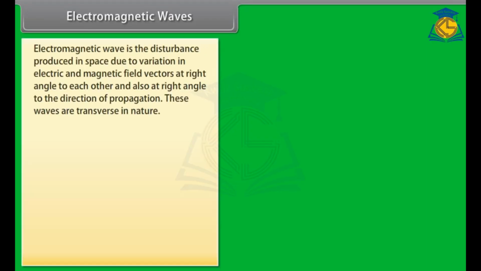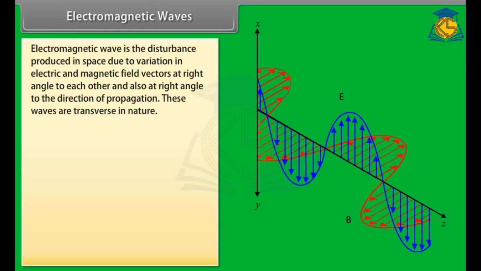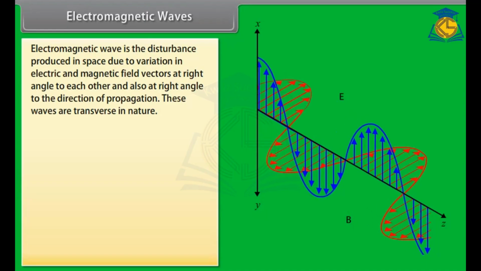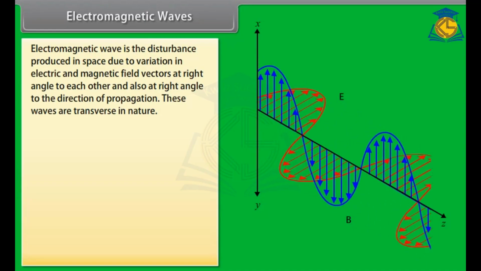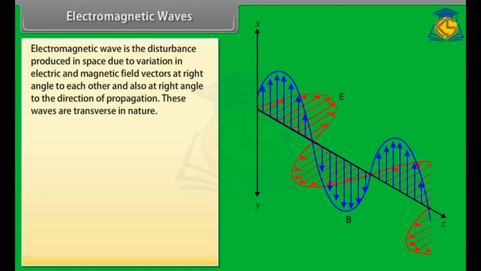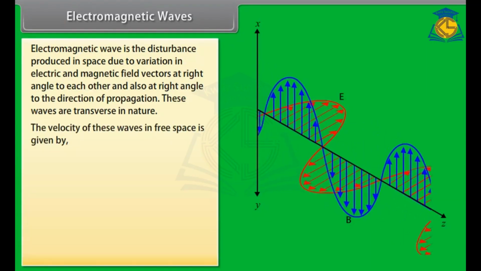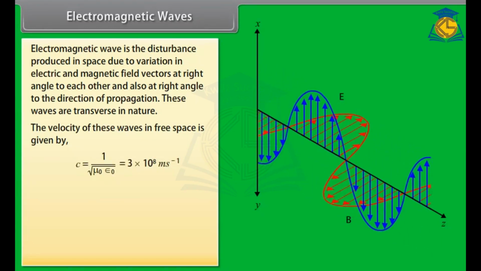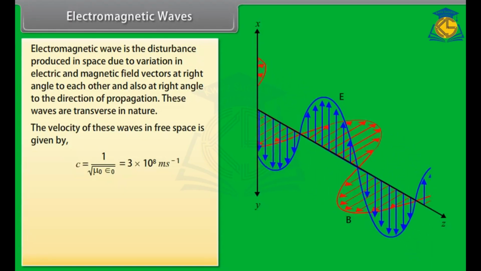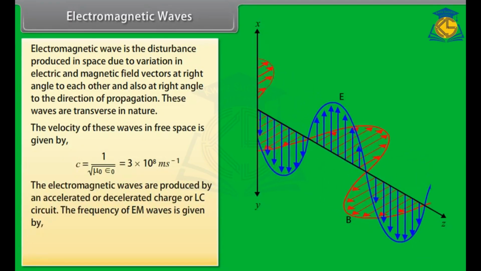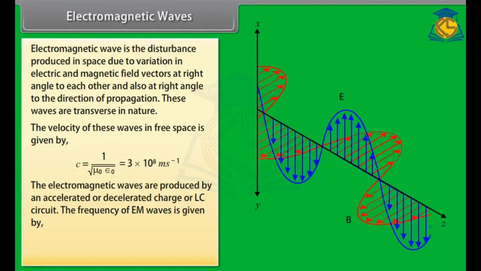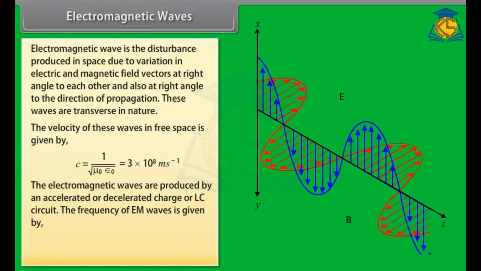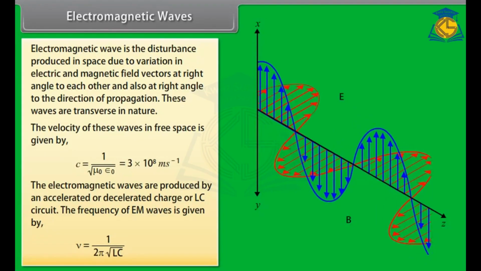Electromagnetic waves. An electromagnetic wave is the disturbance produced in space due to variation in electric and magnetic field vectors at right angles to each other and also at right angles to the direction of propagation. These waves are transverse in nature. The velocity of these waves in free space is equal to the velocity of light, which is equal to 3 into 10 raised to the power 8 meters per second. Electromagnetic waves are produced by an accelerated or decelerated charge in an LC circuit. The frequency of EM waves is given by 1 upon 2 pi under root LC.